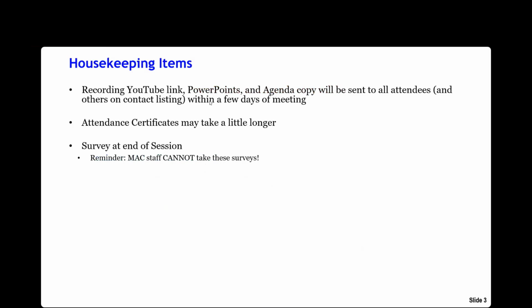The standard housekeeping items are that I will send an email. It'll be the second email I send once I have everybody's email address. That will have the YouTube link for the recording, the PowerPoints, and the copy of the agenda. You might have already received some of that, but I'll still send it out again just to make sure everybody is caught. Now, the attendance certificates: there will be a generic attendance certificate in that main email. If you need a personalized certificate with your actual name on it, just let me know and I can respond with that as well.